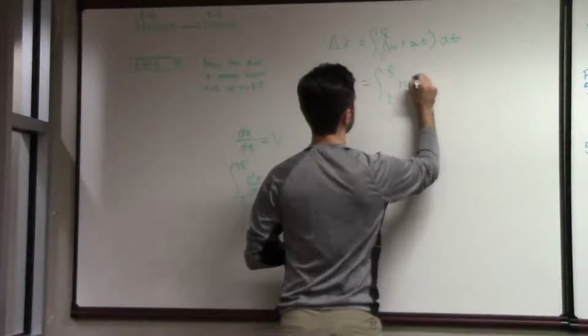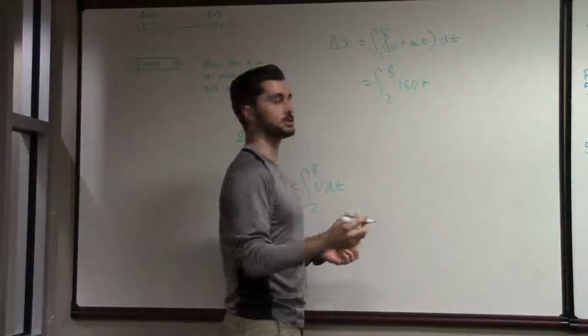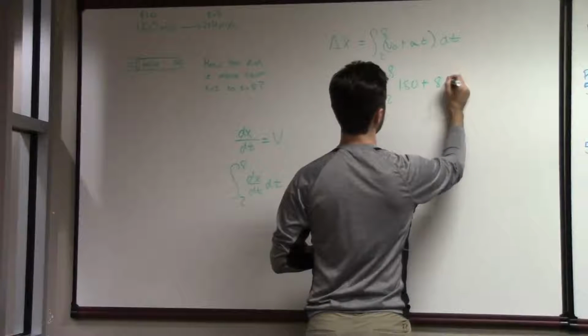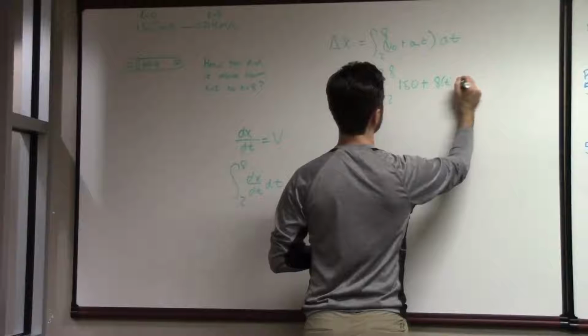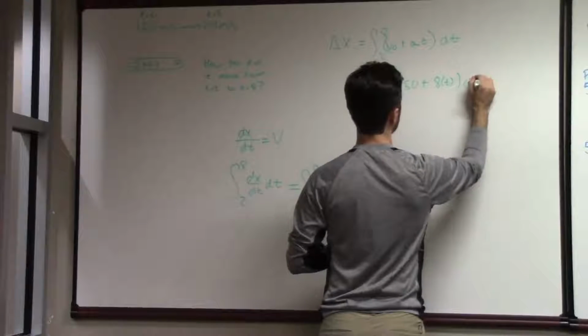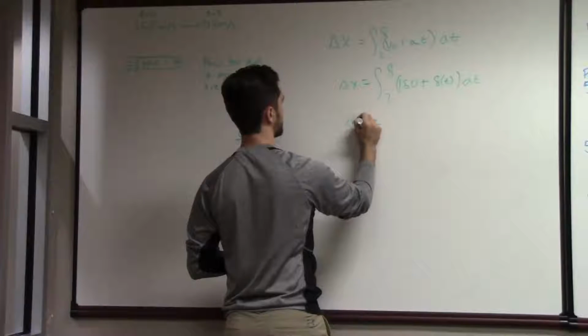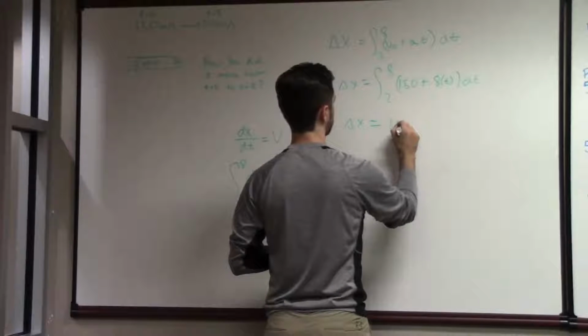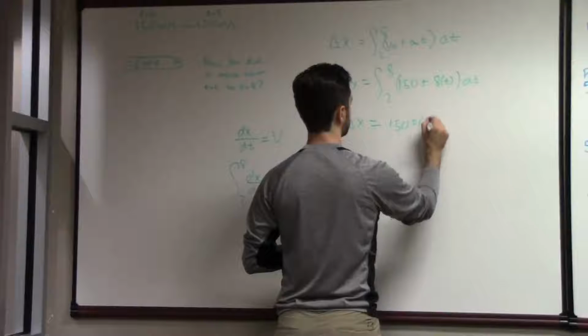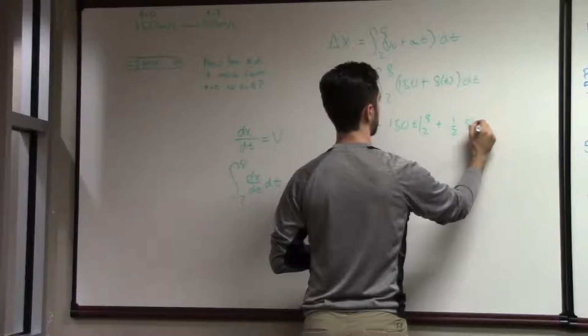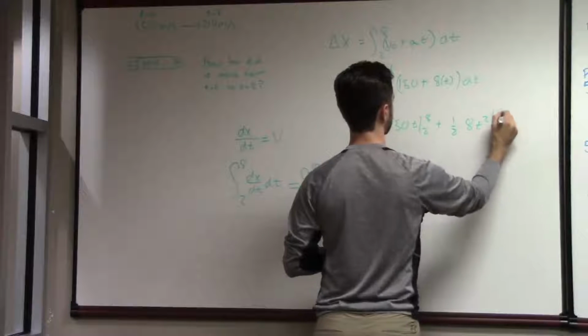So 150 plus, we know our acceleration is 8 meters per second squared, so 8, and then we are integrating with respect to t, dt. So now let's do this integration. This is delta x. So this will be 150 t, from 2 to 8, plus 1/2 times 8 t squared, from 2 to 8.